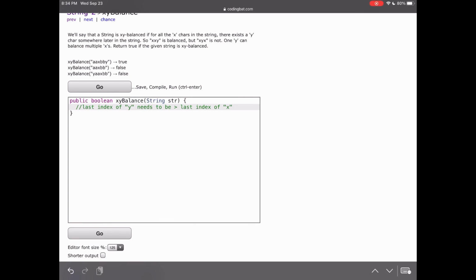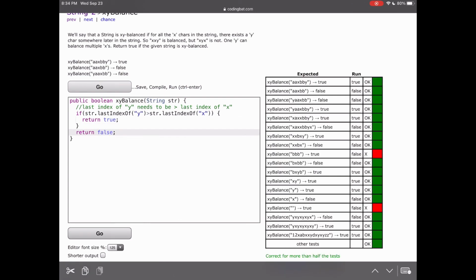Because that idea that this one Y can balance multiple X's, as long as I have a Y at the end of the word, then it will balance the whole thing. So if we try that, let's say if str.lastIndexOf(Y) is greater than str.lastIndexOf(X), close, close, return true. Otherwise, return false.